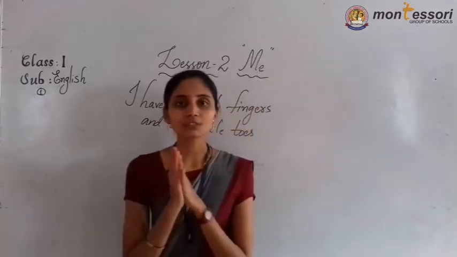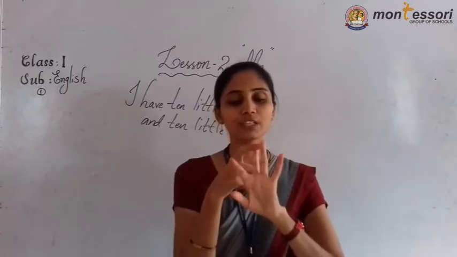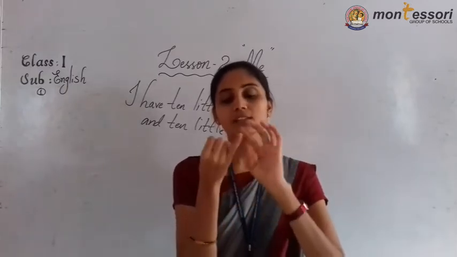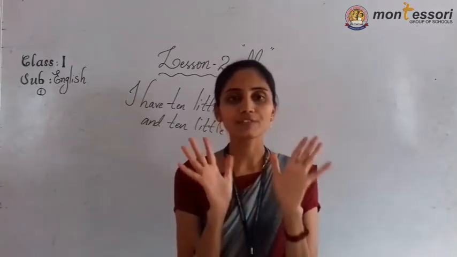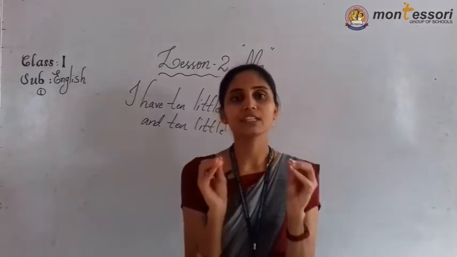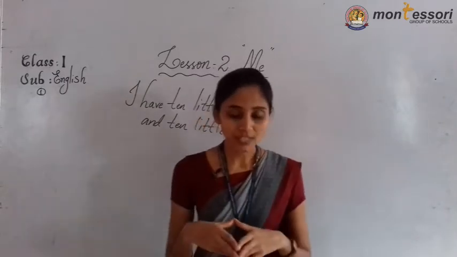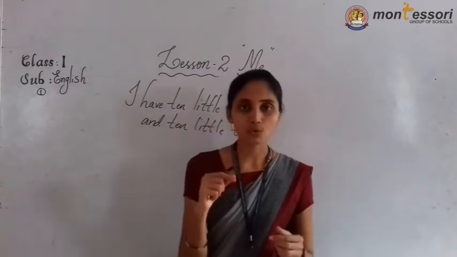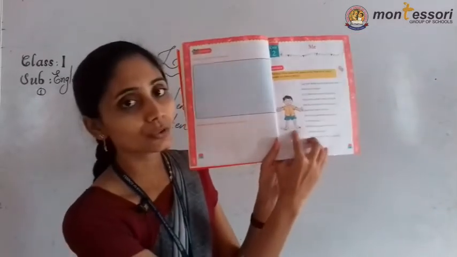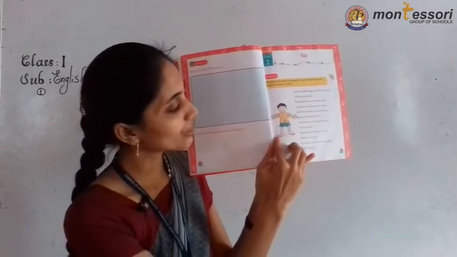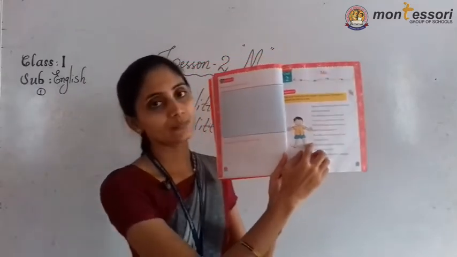Now, shall we count our fingers? Yes. 1, 2, 3, 4, 5, 6, 7, 8, 9, 10. Totally how many fingers you have? 10 fingers. Likewise, how many toes we have? Little toes, you know. See, I will show in the picture. These are the toes. 1, 2, 3, 4, 5, 6, 7, 8, 9, 10.